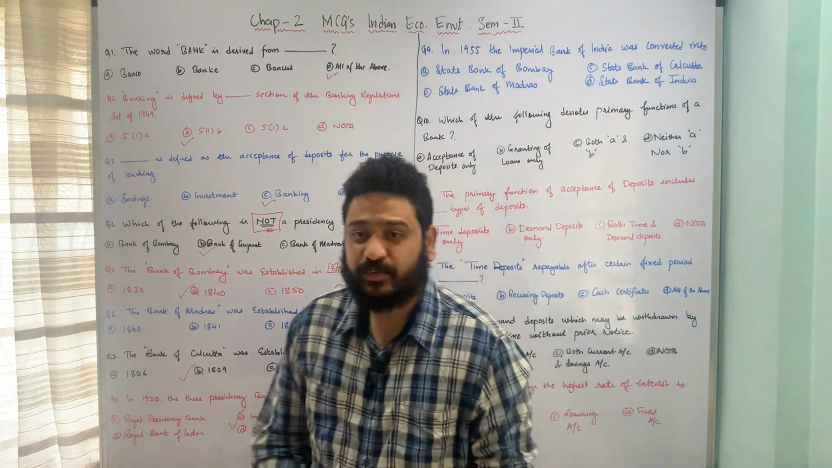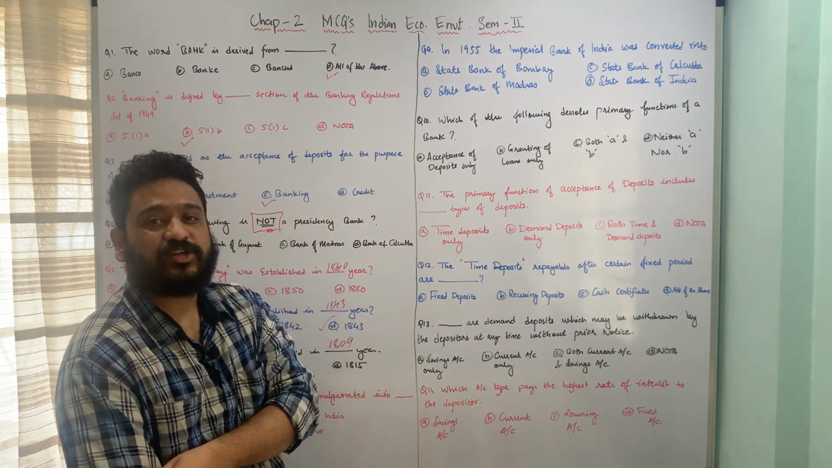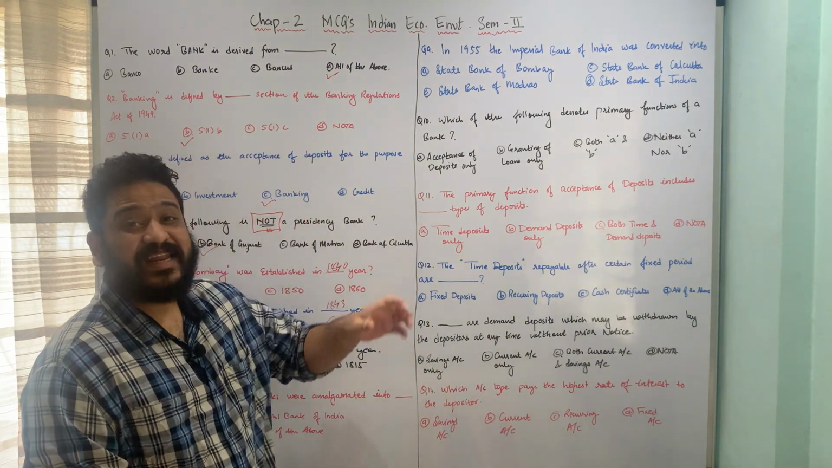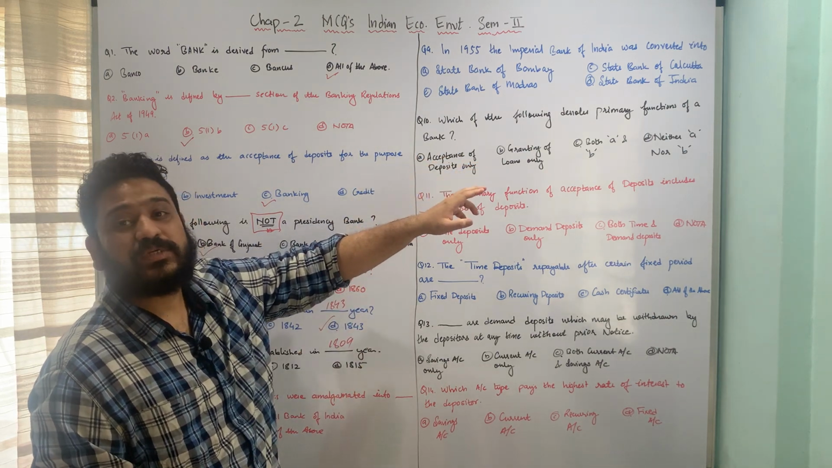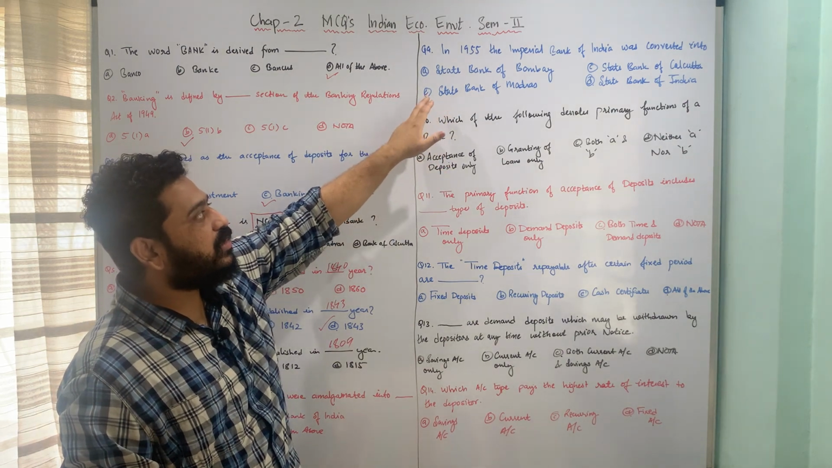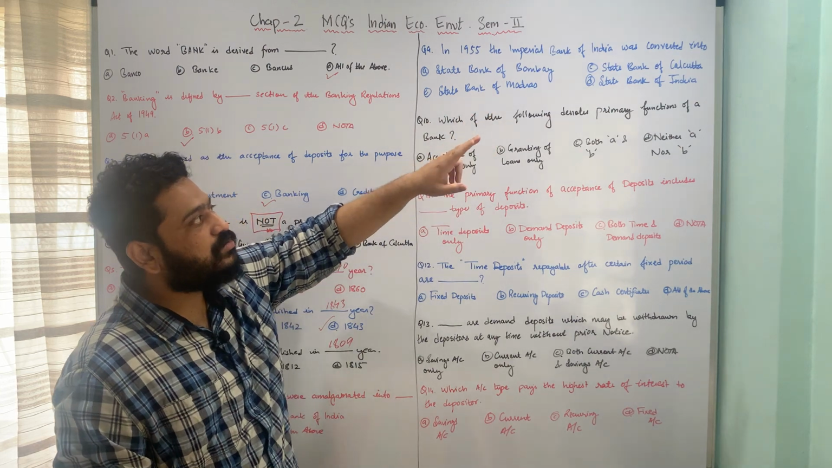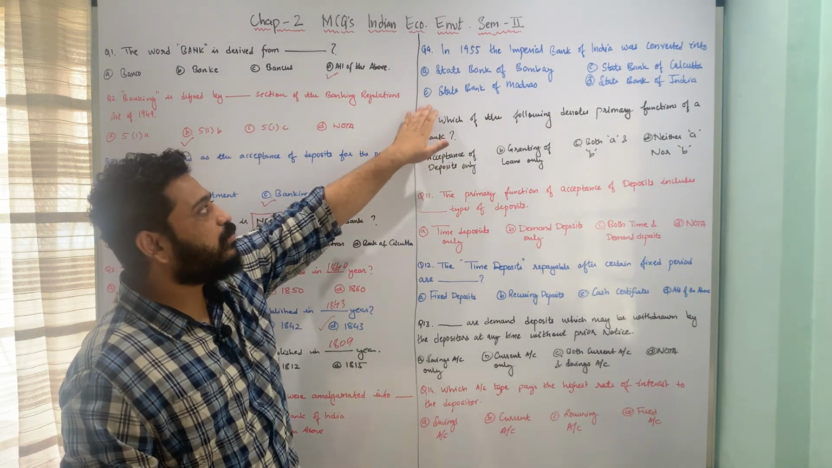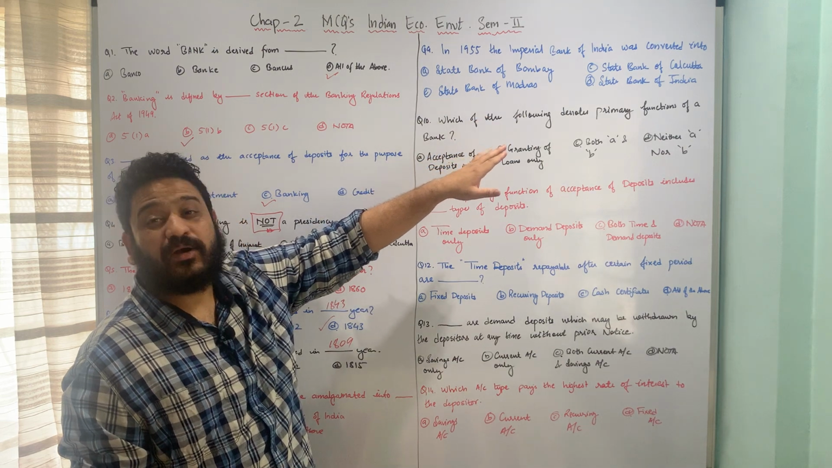Let us now move to the next one. Let us see what happened to the Imperial Bank of India, because the next question is talking about that. Okay, so in 1955, the Imperial Bank of India was converted into what? That is the next question. Was it converted into A, State Bank of Bombay, B, State Bank of Calcutta, C, State Bank of Madras, or D, State Bank of India?